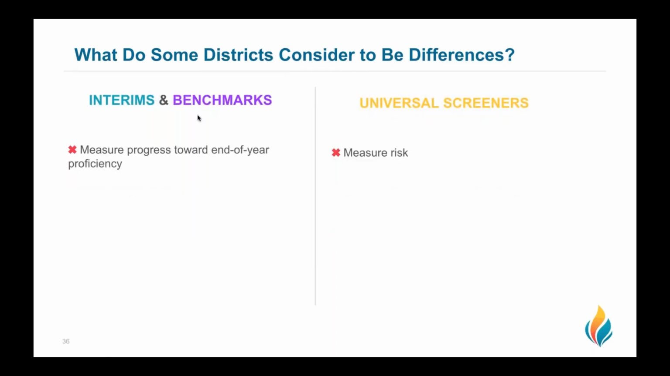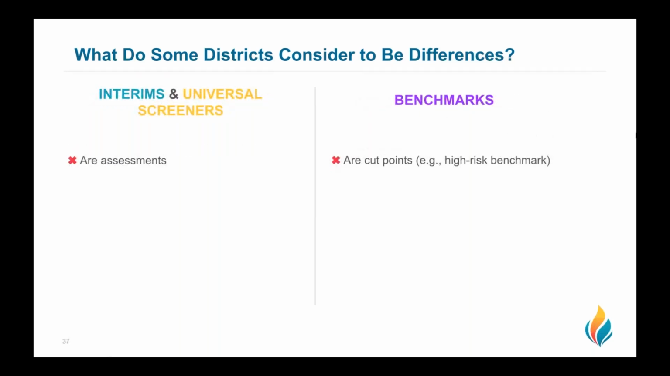So interims are about measuring progress towards end of year proficiency, and a universal screener is really about measuring risk. There's a little confusion here because sometimes we use universal screeners to benchmark, but benchmark is about determining where that student is relative to the end of the year, and the purpose of a universal screener is really to measure risk. So interims and universal screeners are the actual assessments, and then benchmarks are those cut points. Those cut points determine what we're going to call high risk or low risk, for example.